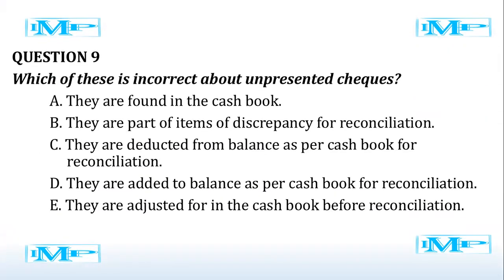Question number 9. The answer to question number 9 is C. They are deducted from the balance as per cash book for reconciliation. In bank reconciliation statements, unpresented checks are added to the balance as per cash book. They are not deducted. All options apart from option C are correct about unpresented checks. C is the answer to question number 9.